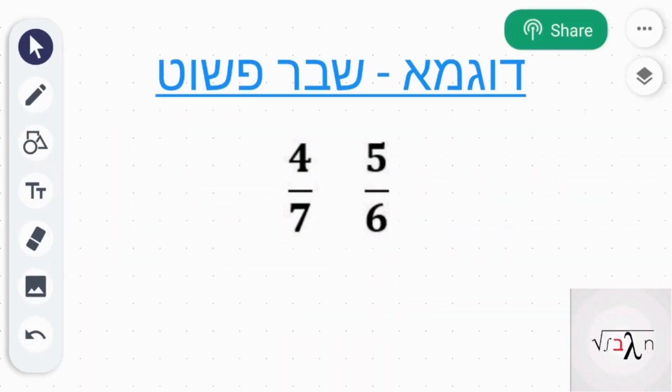Here's an example of simple fractions. What's bigger, 4/7 or 5/6? Some of you might know the answer already from intuition, but the safe way to do it is with the X method. What's the X method? Let's do it like this.